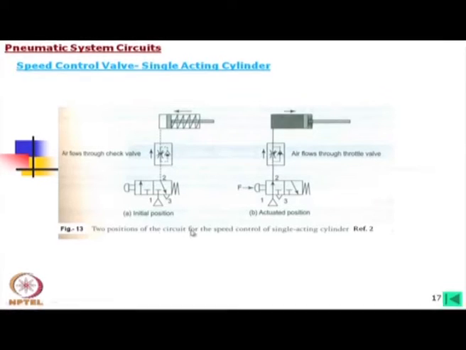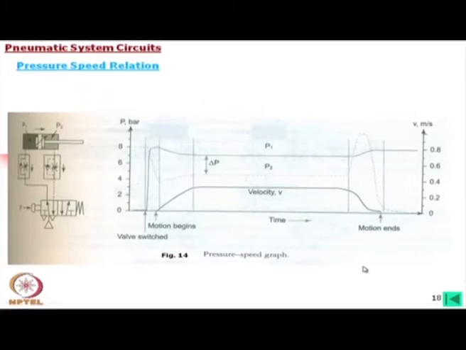Now, this is a two position circuit for speed control of a single acting cylinder. This we have already discussed. It is again shown in this form, with the two different positions. If we look into such operations, we have to always keep in mind that this is a compressible fluid. At the beginning and at the end, neither constant speed is possible, nor is the full pressure achieved, in other words, not the desired pressure. So, the actual operating range might be from here to here.